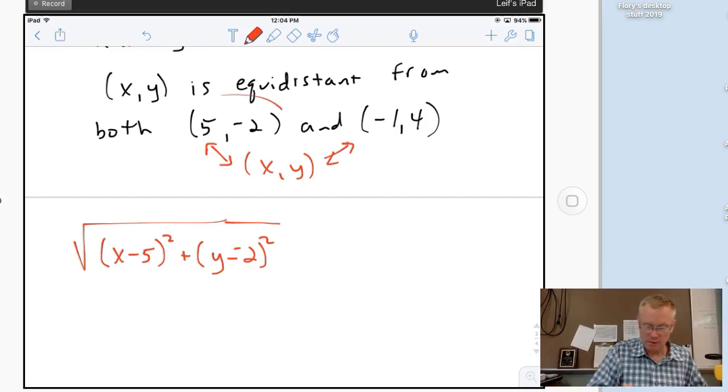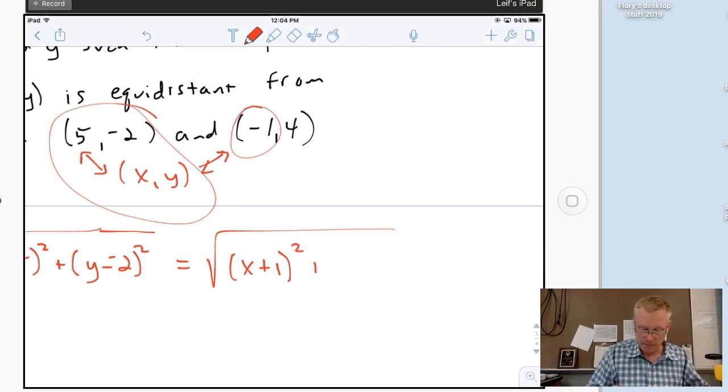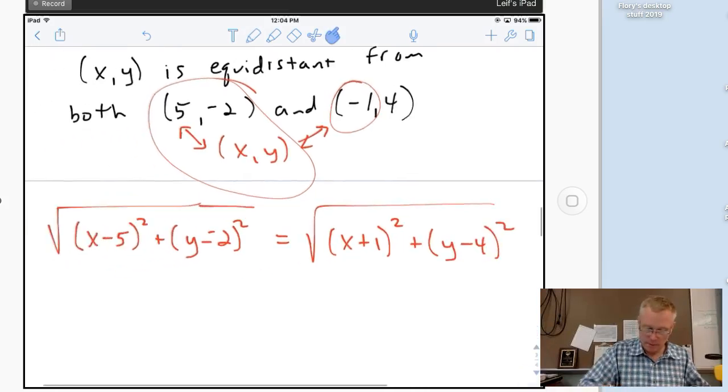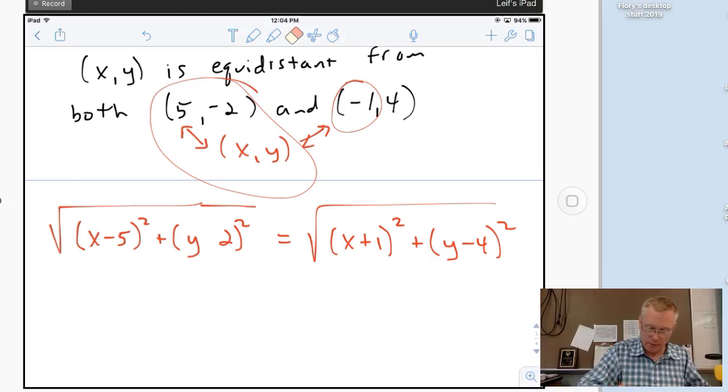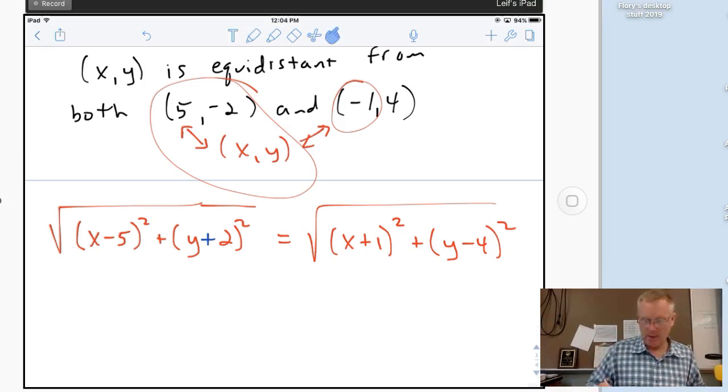That would be the distance between these 2 points. That's got to equal the distance between the other 2 points, which will be x plus 1, or minus negative 1 from here, but it'll become plus 1 when I plug it in, plus y minus 4 squared. Okay, so I'm going to clean up that double negative over here, make that a plus. And this is the equation that I need to solve now. Then I can find out what x and y are, or what the equation of the line is, I guess, is actually what it's going to turn out to be.